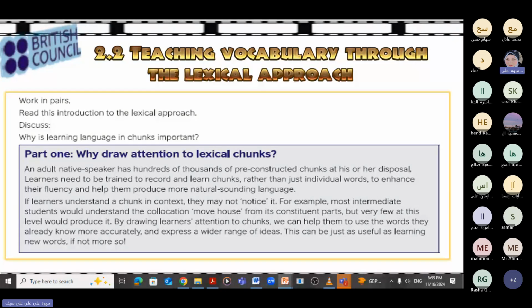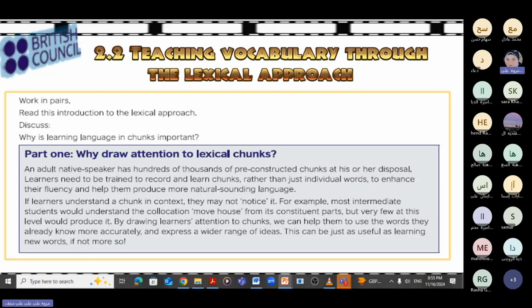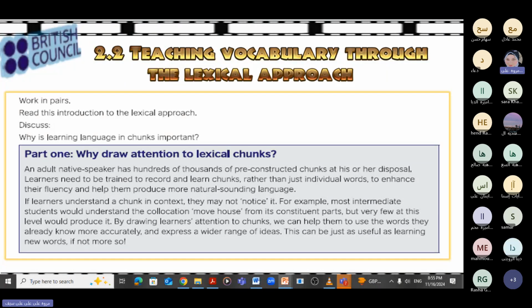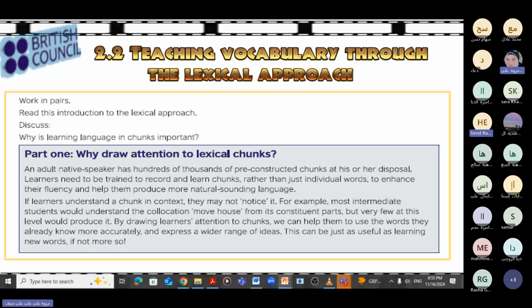Let me plug in the charger of the laptop just a sec. So you have 2 minutes. Read the paragraph and come back telling me why learning language in chunks is important. Are you going to read this paragraph? Yes or no? Yes, read in 2 minutes.